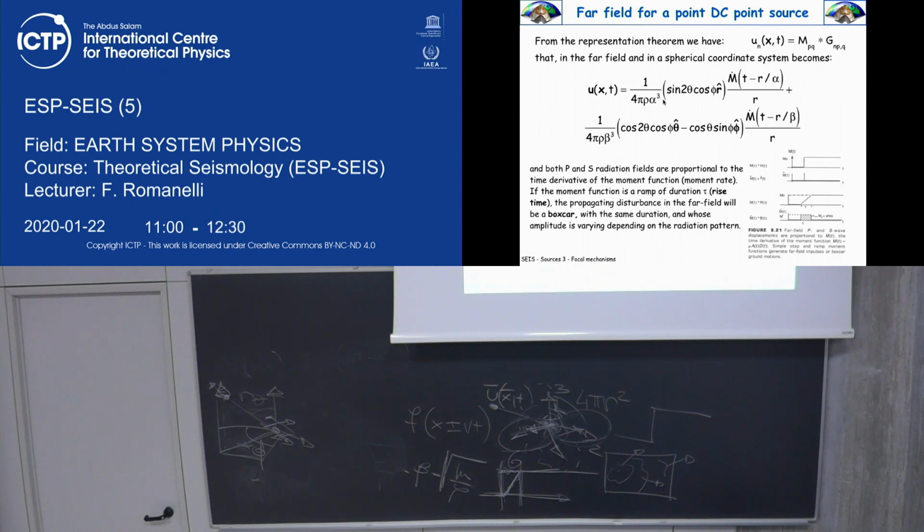Remember also one other thing. The Green's function that we found today, and it was really painful, is for a homogeneous, infinite, elastic medium.